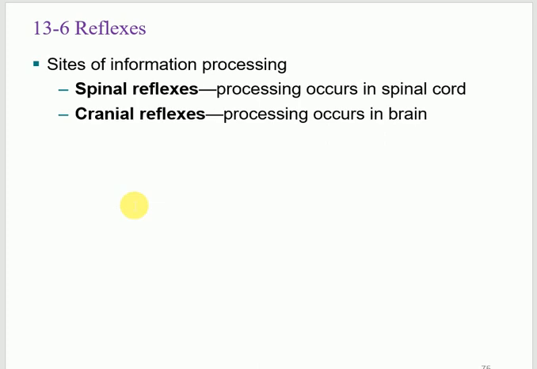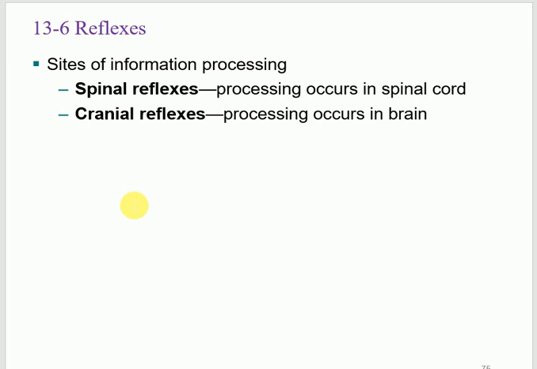Now, site of information processing. What's information processing? Information processing is a function of the manager, right? Who is processing the information and giving you the motor command? Either the spinal cord or the brain. Agree? Who is coordinating? It is the spinal cord or the brain. If the spinal cord is the one coordinating, we call it spinal reflex. If the brain is coordinating, we call it cranial reflex.